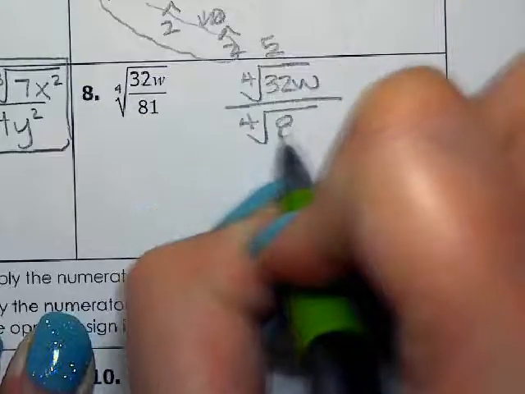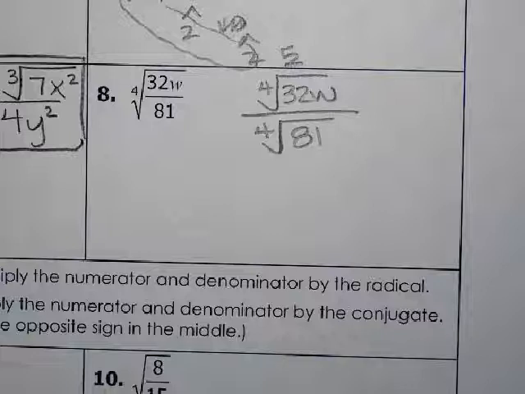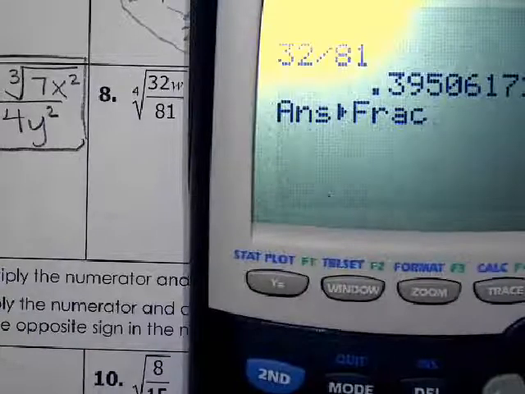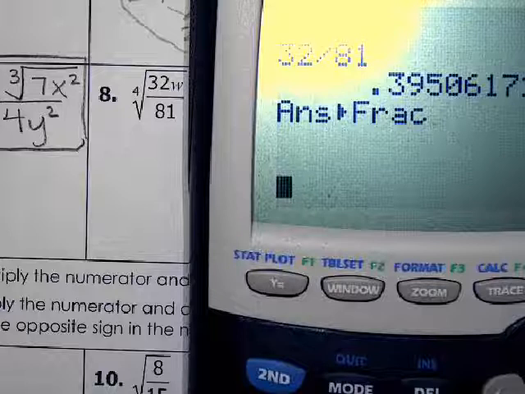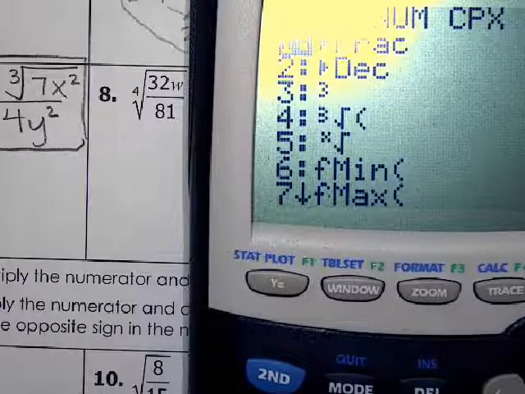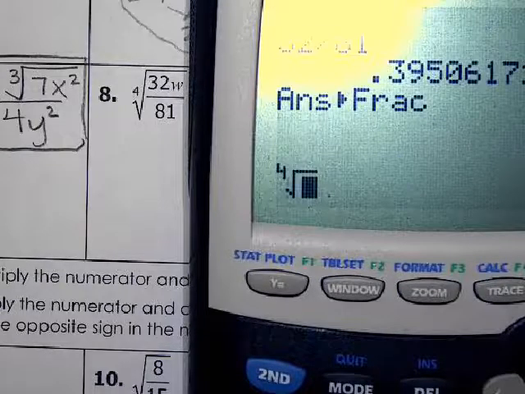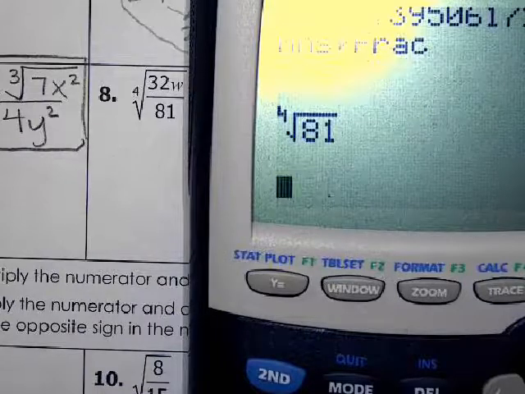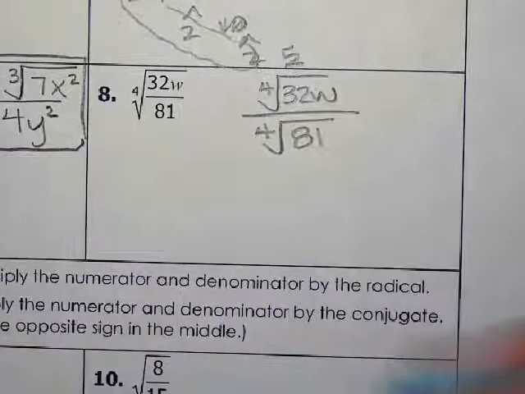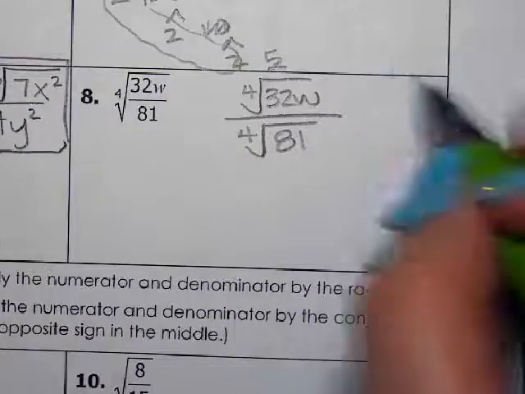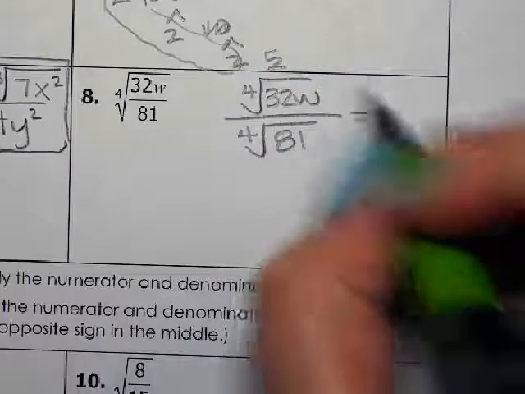So the fourth root of 81. Remember, for the fourth root, there's no button on your calculator, so you have to hit the 4 first, then hit the math button, and it's number 5. So fourth root of 81, that is a perfect fourth. Somebody look it up and then text me on Remind and tell me what a perfect fourth is called. It's 3. Okay, so fourth root of 81 is just 3.